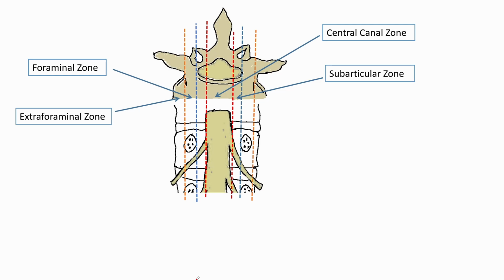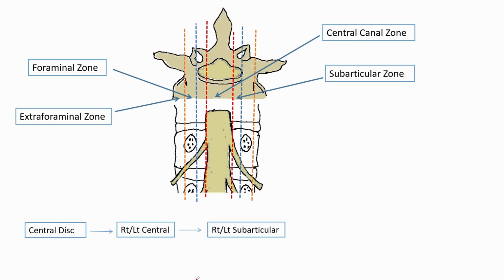According to them, the discs are classified as central discs if it is in the dead center. A slightly asymmetrical disc to one side, however still present in the central canal zone, is classified as a right or left central disc depending on the side it is herniating more. If it herniates to the subarticular zone, it is called a subarticular disc herniation. Similarly, to the foraminal zone, it is called a foraminal disc herniation, and to the extraforaminal zone, an extraforaminal disc herniation.